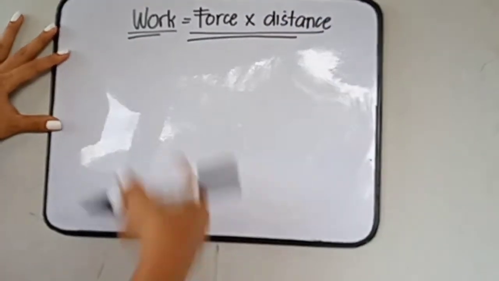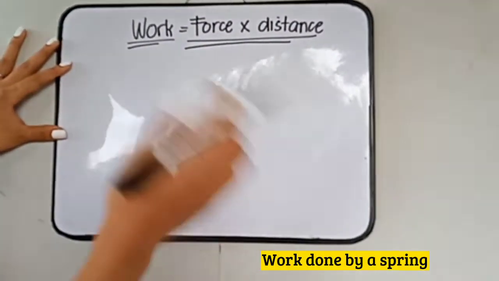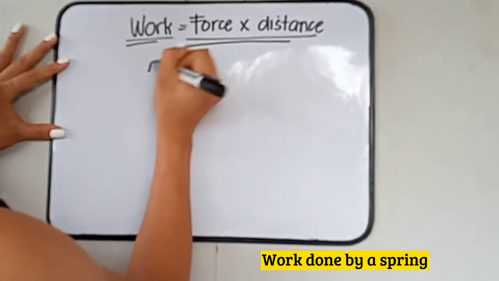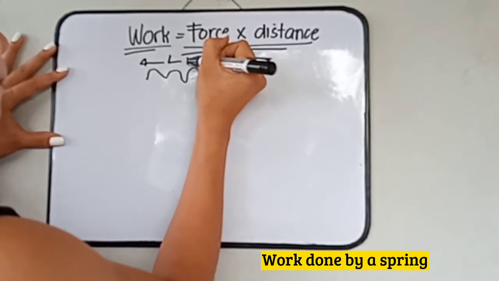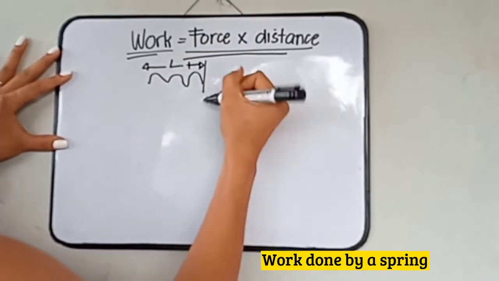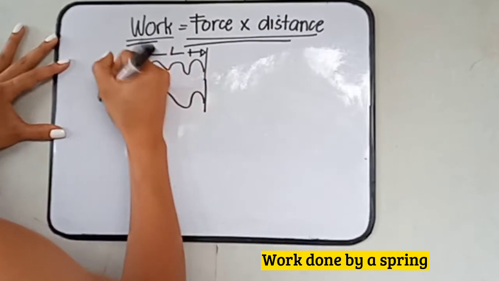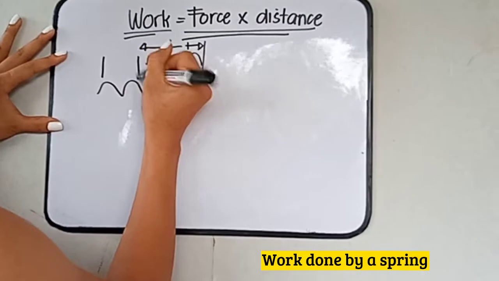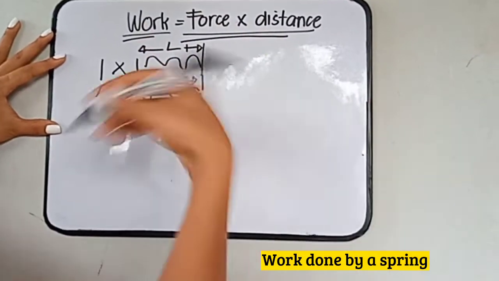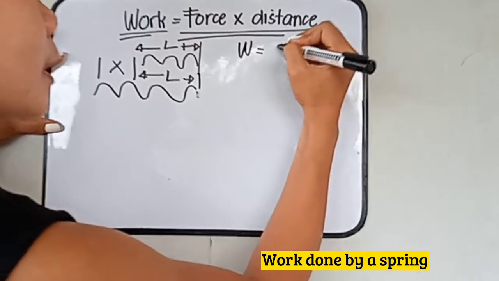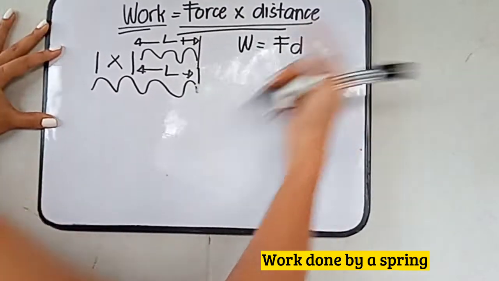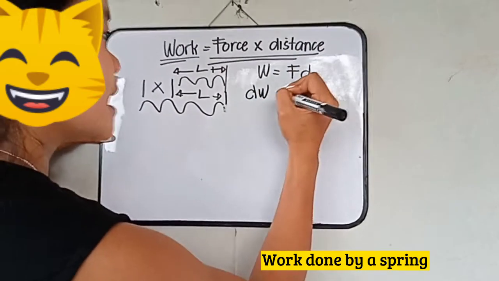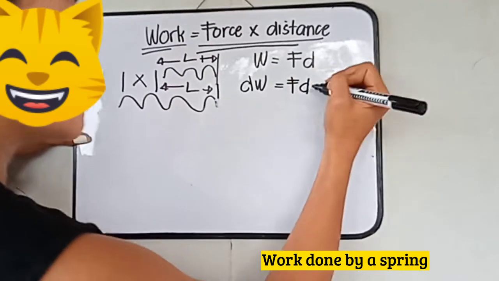The application of force that we are going to discuss is work done by a spring. So the spring has a length L. If we apply force in tension, it will elongate a distance x. So we can say that work is equal to force times distance. In derivatives, we can say that the differential of work is equal to force times distance.